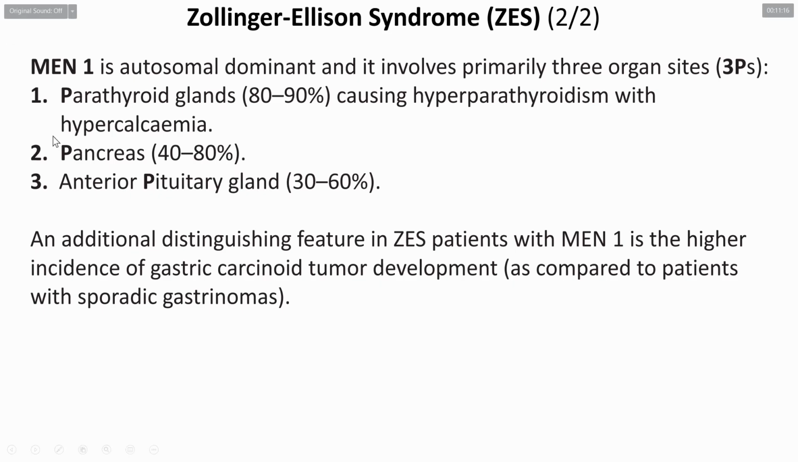Three P's. Parathyroid gland hyperplasia, giving you hypercalcemia. If someone comes with hypercalcemia and you suspect hyperparathyroidism due to hyperplasia, and he has peptic ulcer disease, think multiple endocrine neoplasia type 1, which is autosomal dominant inheritance. Okay? So hypercalcemia due to hyperparathyroidism. P, parathyroid. Next one is pancreas.